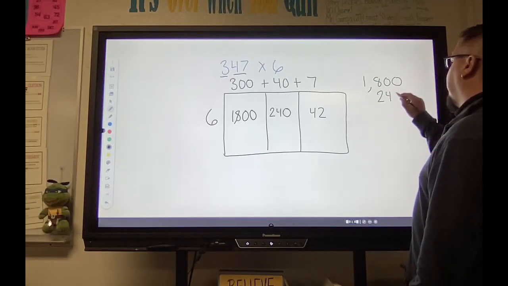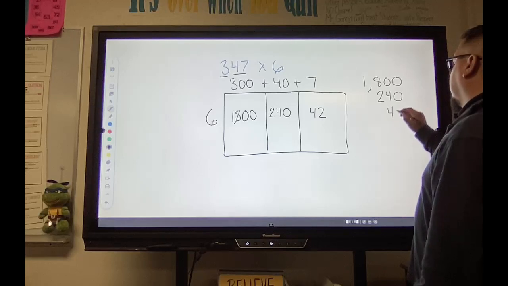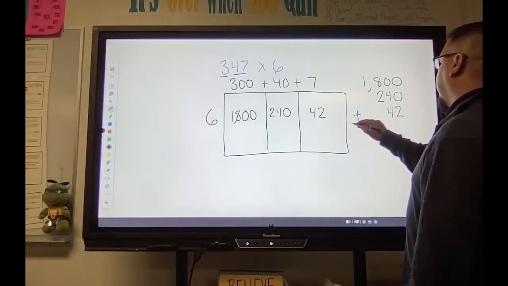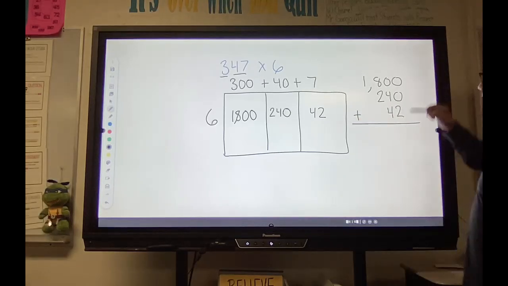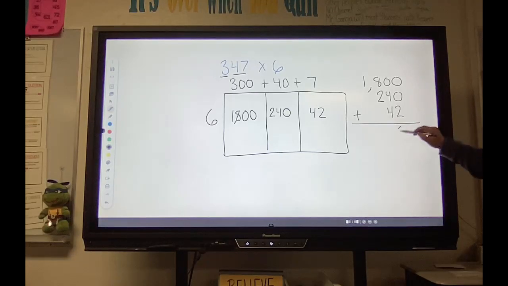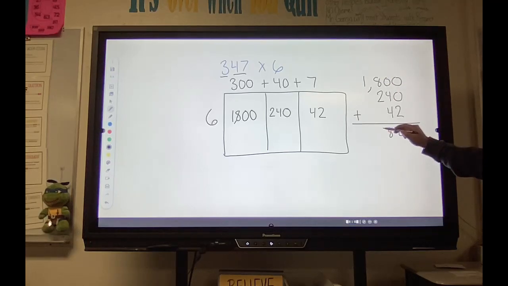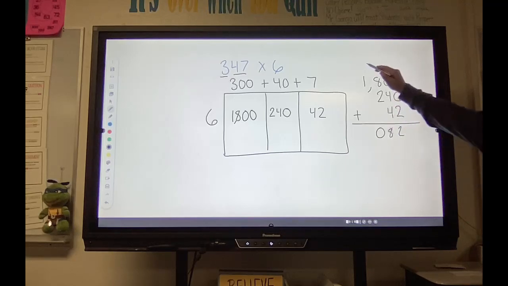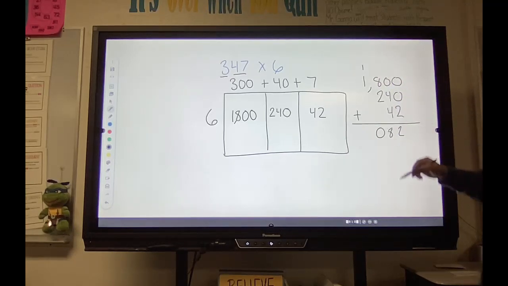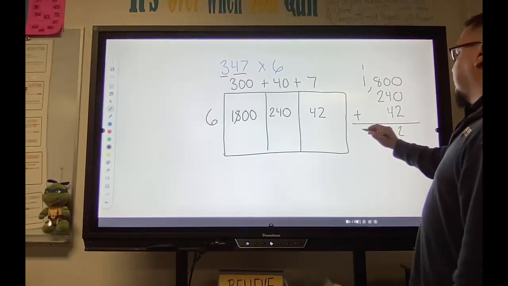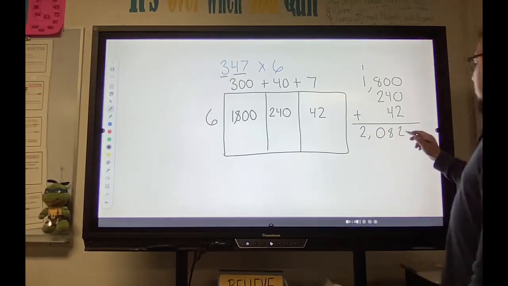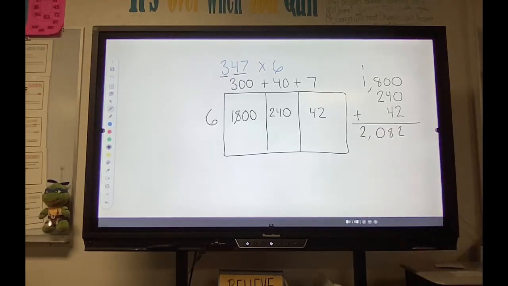Remember, we've got to line them up correctly, so that we can add them correctly. 0 plus 0 plus 2. 0 plus 4 is 4. 4 plus 4 is 8. 8 plus 2 is 10. So I put my 0 and I carry that 1. 1 plus 1 is 2. 1, 2, 3, comma. Our answer is 2,082.